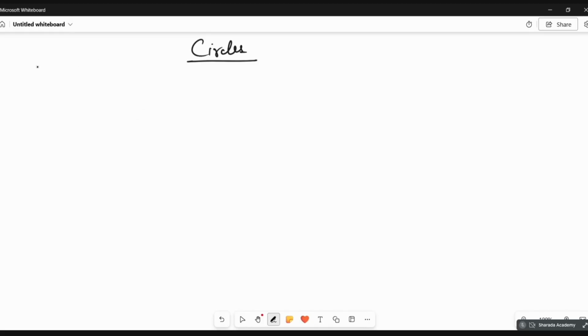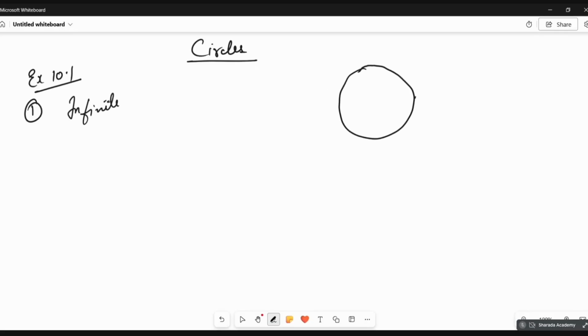Okay, circles. Exercise 10.1. First one. How many tangents can a circle have? Infinite. Because at every point you can draw one tangent. For every point you can draw a tangent. So we have infinite points, so infinite tangents you can have.